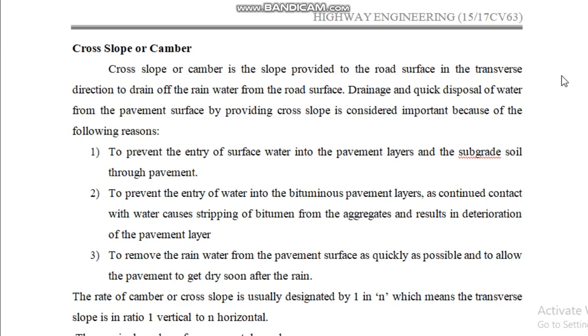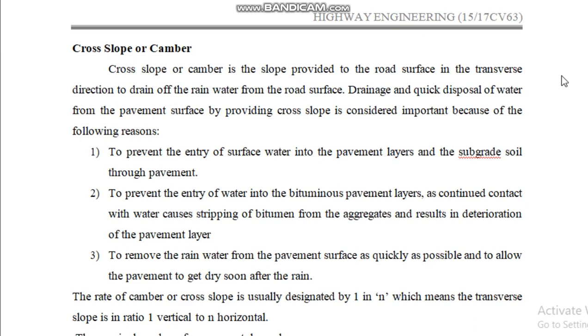And if I go through some of the important key reasons: to prevent the entry of surface water into the pavement layers and the subgrade soil through pavements, and to prevent the entry of water into the bitumen pavement layers, as continued contact with water causes stripping, and there are many problems or defects that you can observe when water comes in contact with bitumen. And to remove the rainwater from the pavement surface as quickly as possible and to allow the pavement to get dry soon.